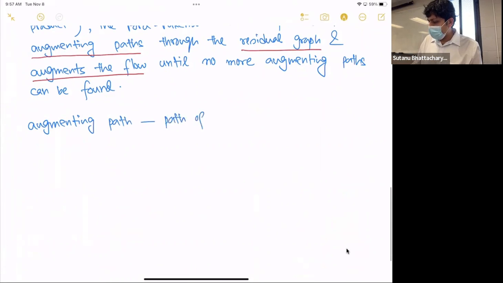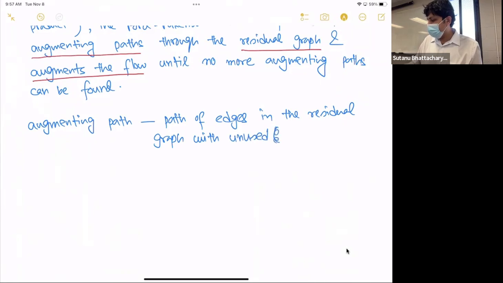Path of edges in the residual graph with unused or remaining, let's use unused capacity, which is the remaining capacity greater than zero, from the source to the sink.